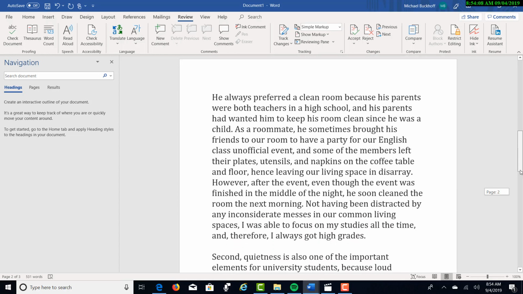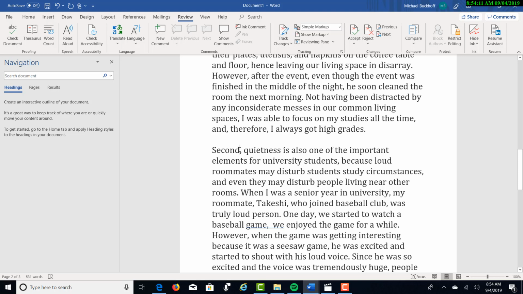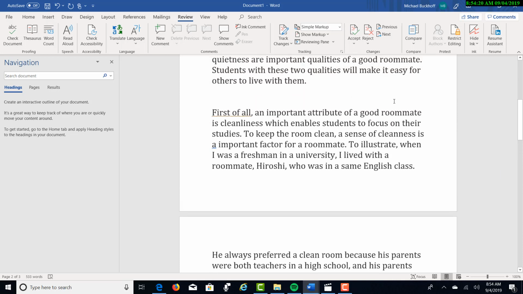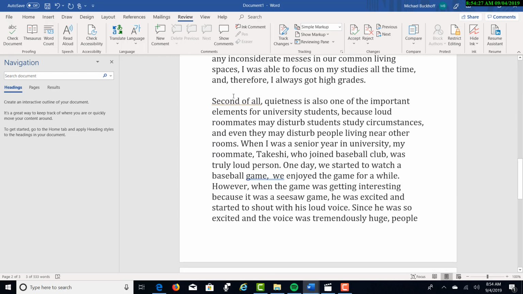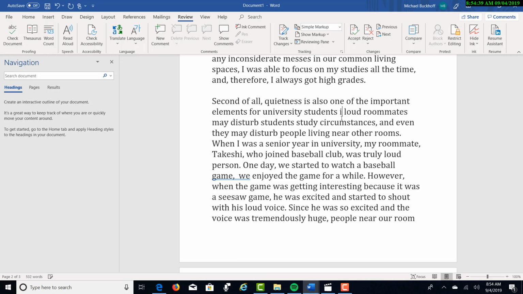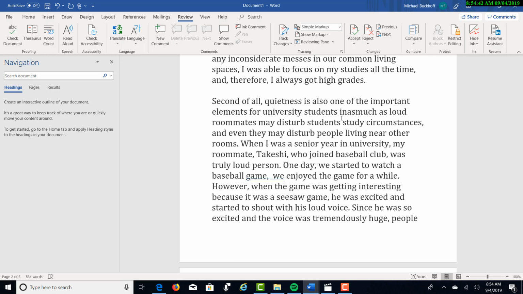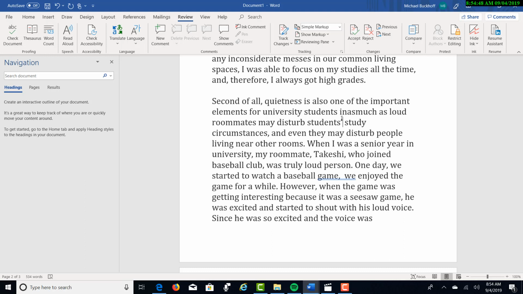So we have, if you say first of all here, you have to say second of all here. Or you could say first and then second, or you could say firstly and then secondly. So keep these transition words parallel from one paragraph to the next. Okay, you say second of all, quietness is also one of the important elements for university students because, let's give you a little bit more formal word, inasmuch as loud roommates may disturb. You have students. We want an apostrophe there. Students' study circumstances.